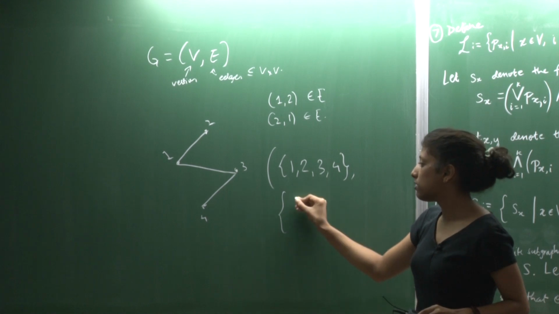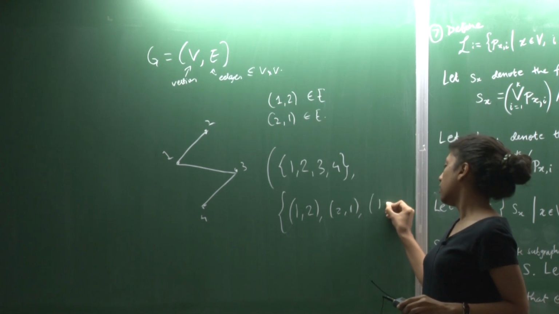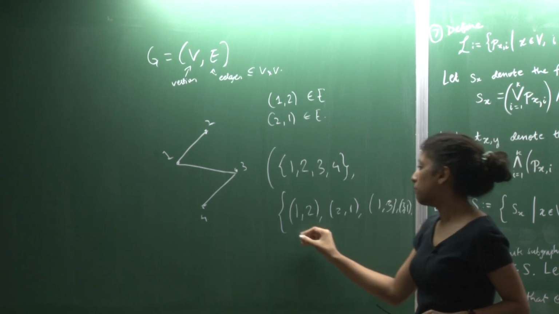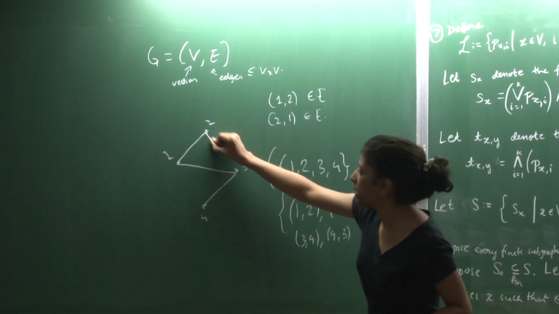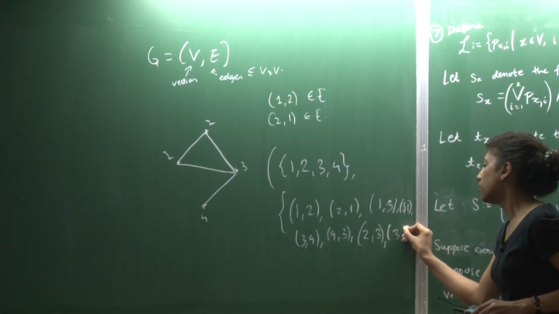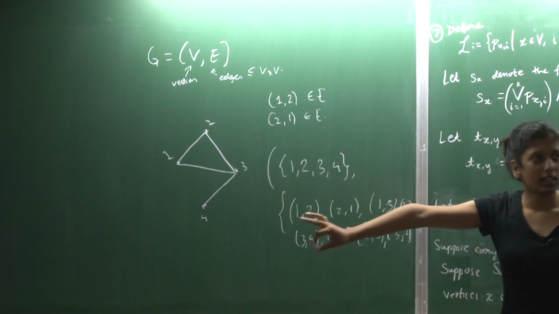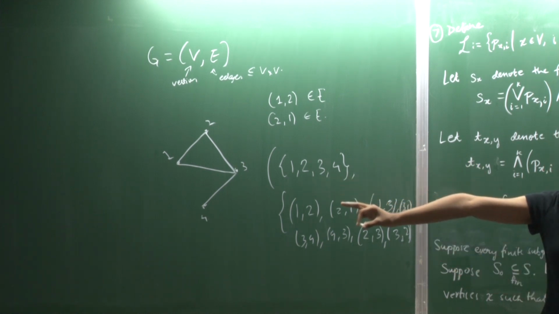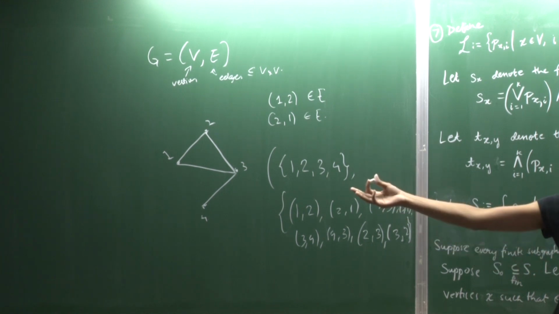And the set of edges will be 1, 2, 2, 1, 1, 3, 3, 1, and 3, 4, 4, 3. Maybe I'll add one more edge. 2, 3, 3, 2. So things like that. Any questions about this? So this is a very small example. The question actually asks you to prove something that is also true for infinite graphs, which you can't really draw.